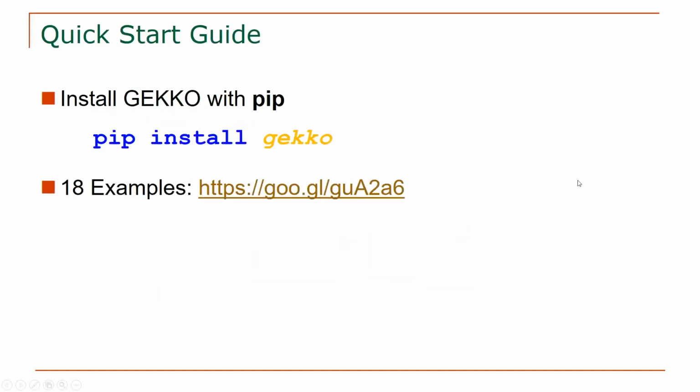As a quick start guide, because it's a Python package, you can install it with just pip. Pip install GEKKO from the command line. It's really easy on Linux and Mac because of the command line integration. On Windows, I tend to use Anaconda. So the Anaconda prompt works for this command line. Just pip install GEKKO and you'll have it there in Python. There are also these 18 examples to get you started on GEKKO at that link there.